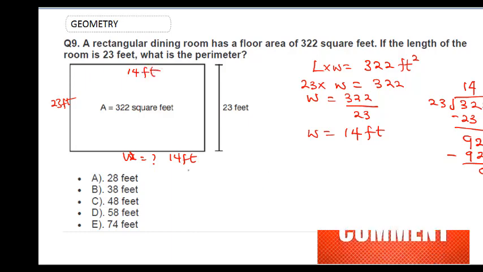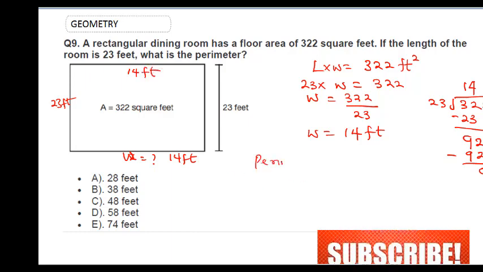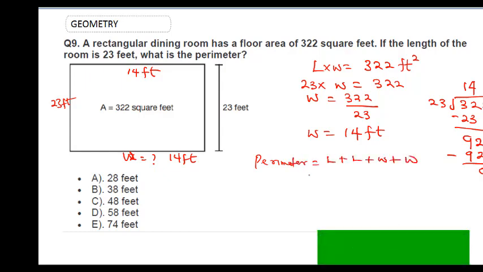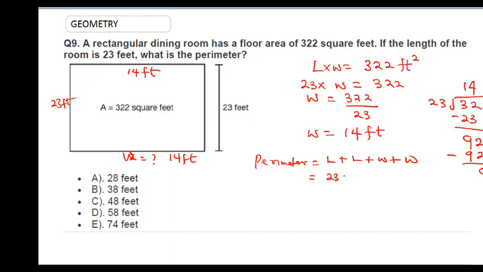So the perimeter will be the sum of the length and width sides, and that's going to be 23 plus 23 plus 14 plus 14. So 23 plus 23 is going to give us 46, plus 14 plus 14, that's 28. So this is going to give us a total of 74 feet. So the perimeter is going to be 74 feet, and my correct answer is going to be E.